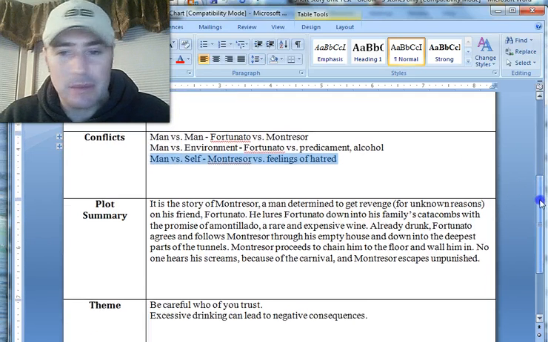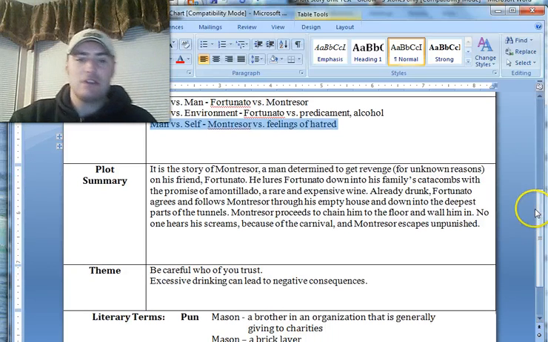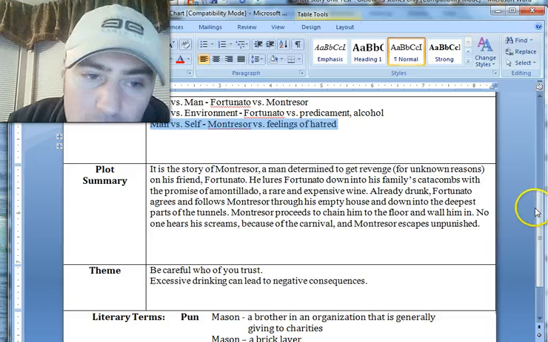The plot summary, maybe you're already copying it, but I'll just read it through. And if I read it too fast and you need to pause, pause it to get these notes down.